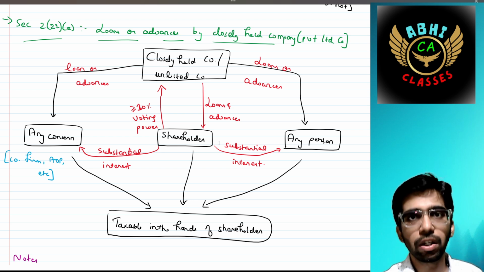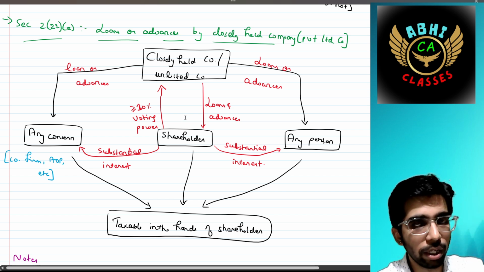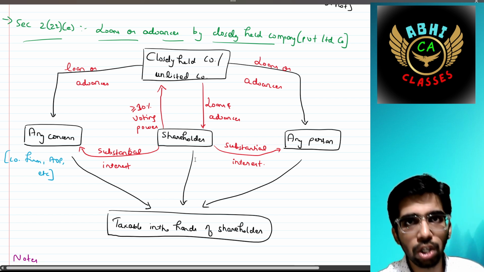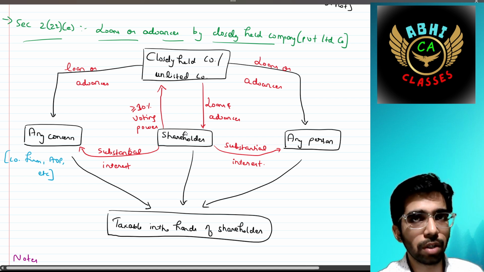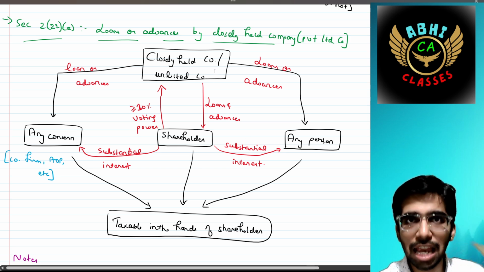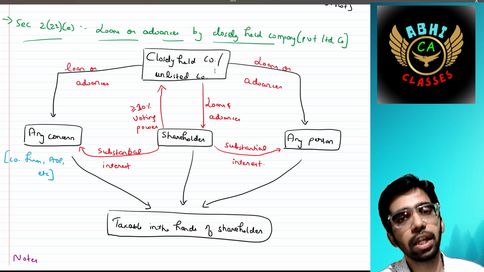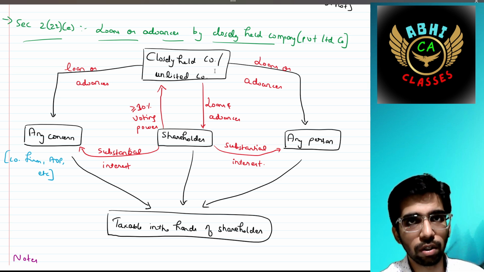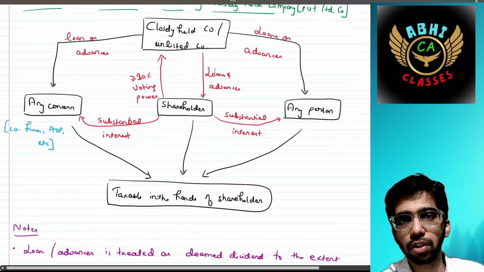Let's revise once again. A shareholder having more than or equal to 10% of voting power in a closely held company which provides loans and advances to him, this is also taxable in his hands. If the same shareholder has a substantial interest over the concern or any person to whom the same closely held company is giving loans or advances, then the loans and advances received by that person shall also be taxed in the hands of that shareholder only, not in the hands of the concern or person.